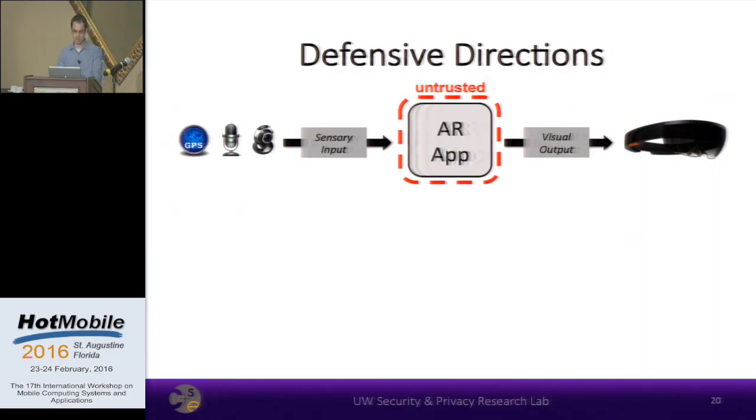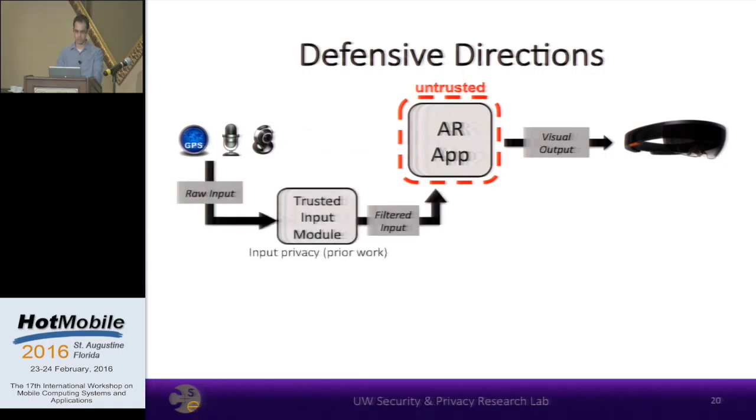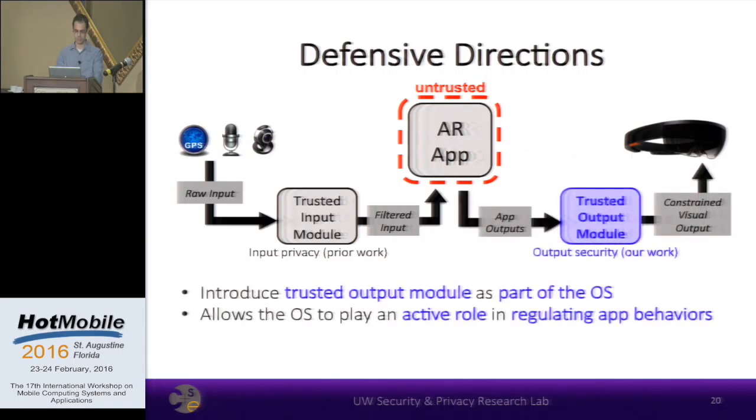Referring back to prior works aimed at mitigating input privacy risks, we note that there is a promising body of work that proposes to augment the operating system of an AR platform with trusted modules that filter and regulate sensory inputs. Similarly, our main proposal here is to introduce a trusted output module as part of the OS. This module would allow the operating system to play an active role in regulating app behaviors by interposing on AR content before it is displayed. This would, for example, allow the OS to prevent an automotive app from occluding other vehicles, as in the example before.